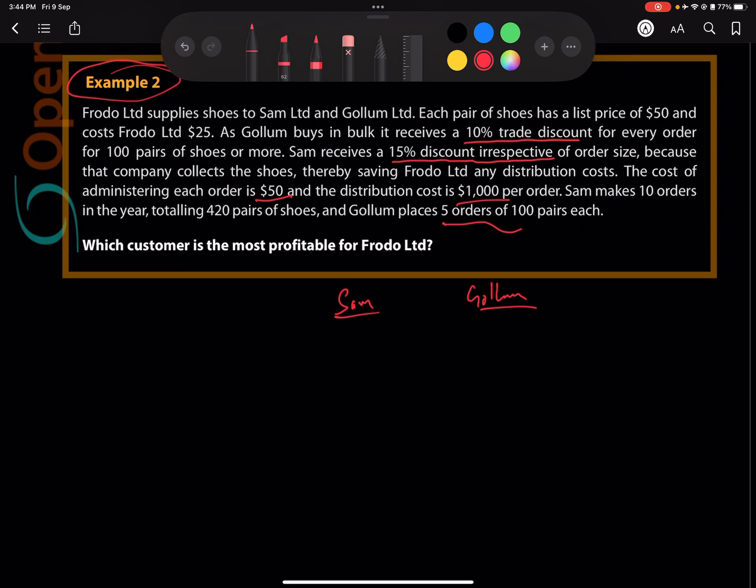What can be done? Let's just do the revenue part. For the first one it's 50 times how many, 420. In a year he makes 10 orders totaling 420 pairs, so 420 times 50 is 21,000. What about the next guy? 100 pairs at 50 will make 5,000.